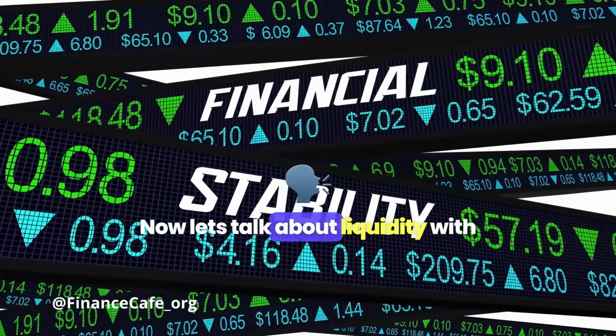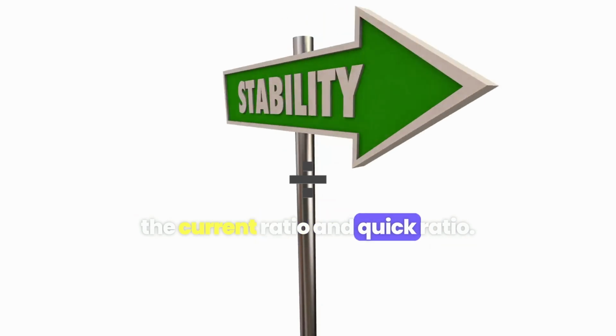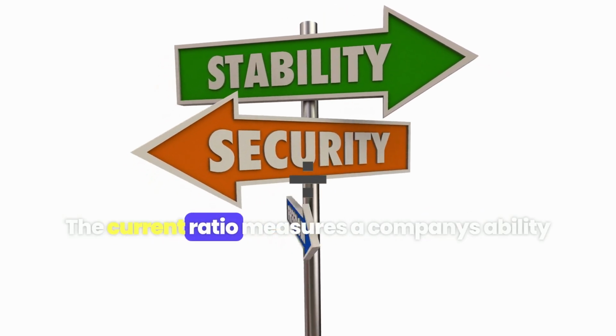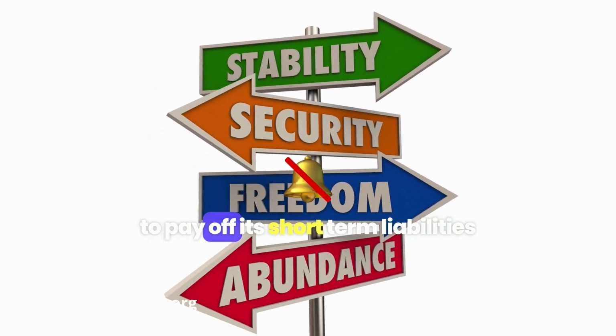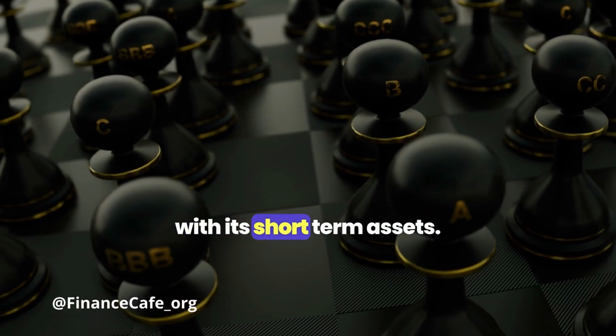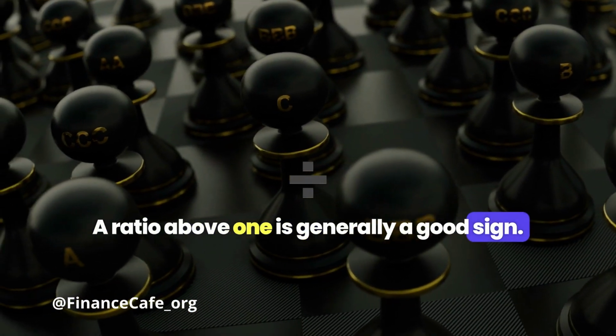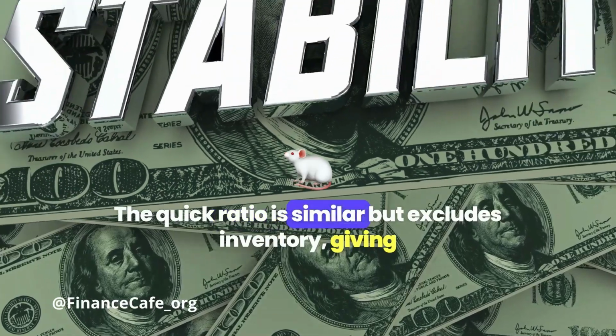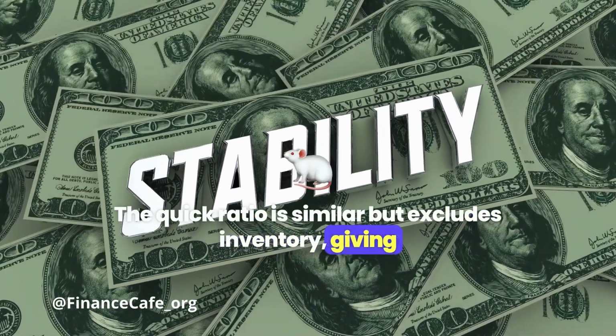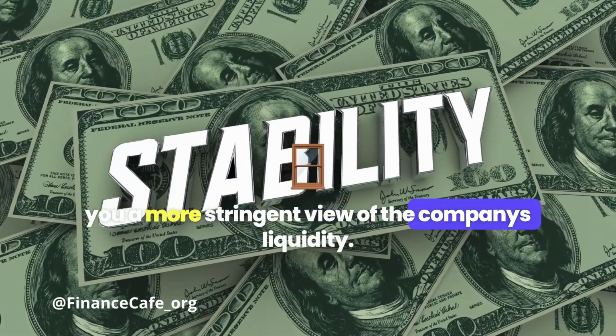Now, let's talk about liquidity with the current ratio and quick ratio. The current ratio measures a company's ability to pay off its short-term liabilities with its short-term assets. A ratio above 1 is generally a good sign. The quick ratio is similar but excludes inventory, giving you a more stringent view of the company's liquidity.